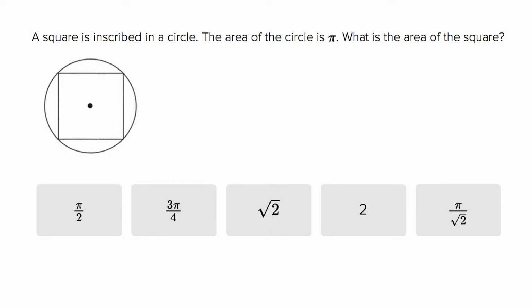This is an interesting geometry problem here. A square is inscribed in a circle. The area of the circle is pi. What's the area of the square?